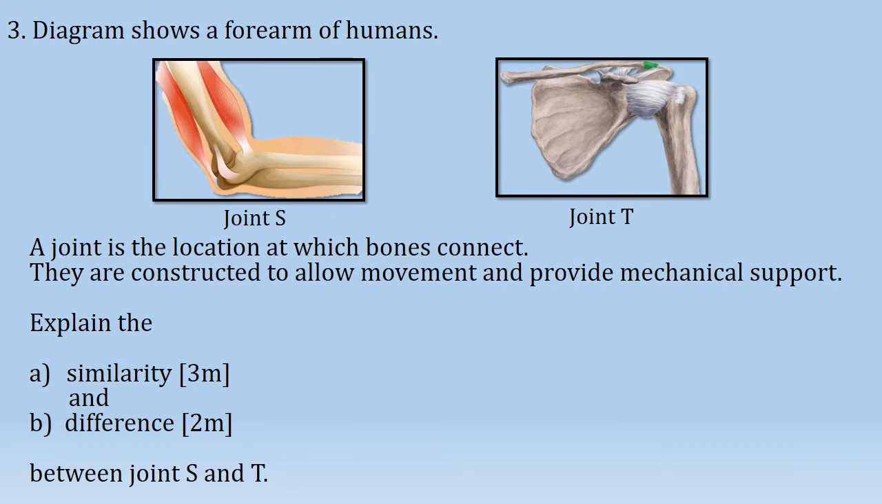Question 3 is an example of an essay question. Diagram shows a forearm of humans, joint S and joint T. A joint is the location at which bones connect. They are constructed to allow movement and provide mechanical support. Explain the similarity and difference between joint S and T. Total marks are 5.